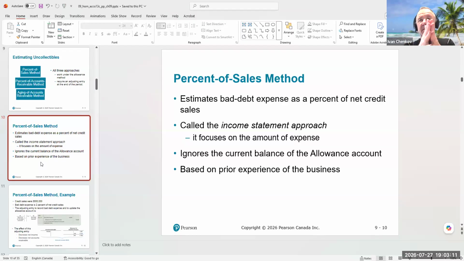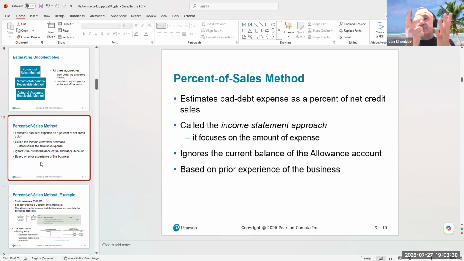Then we come up with the percentage. How are we going to come up with the percentage? That will be a percentage based on the industry, based on the previous experience, based on Statistics Canada, based on your discretion. And we're going to apply that percentage to the net credit sales.